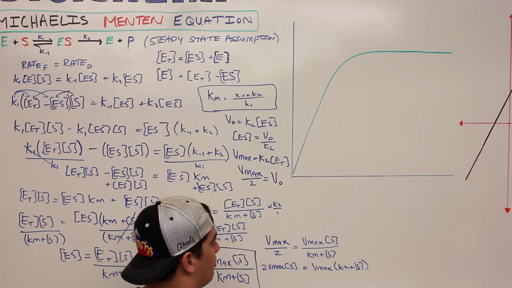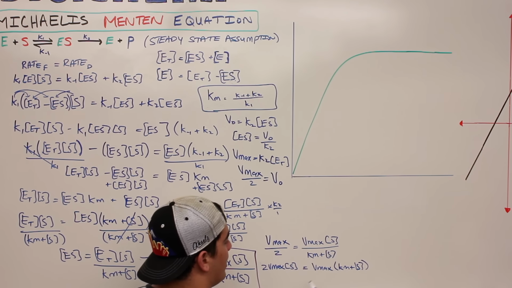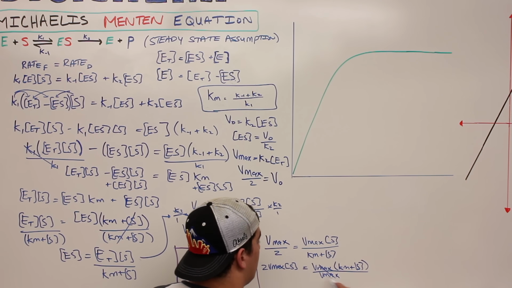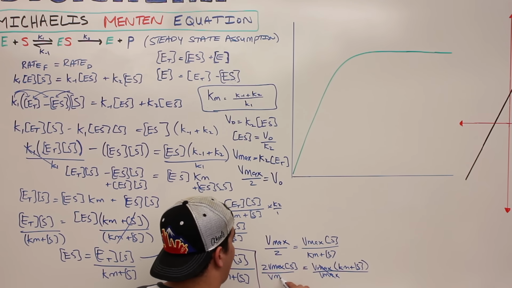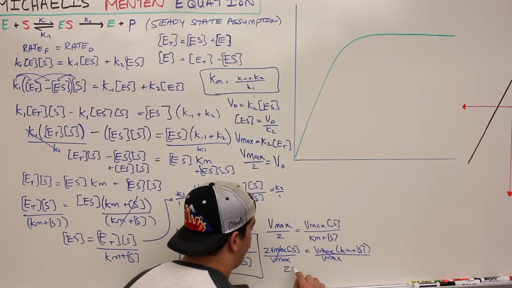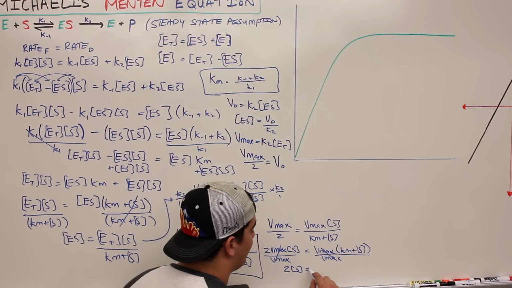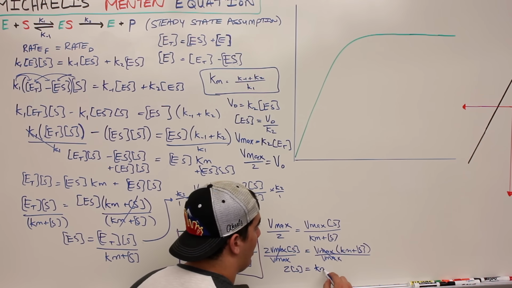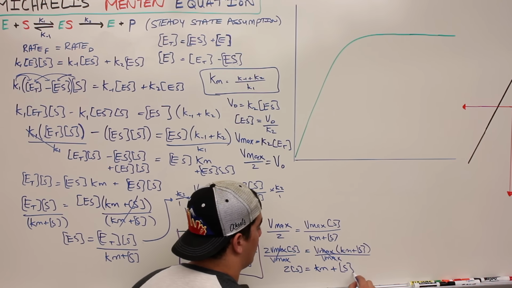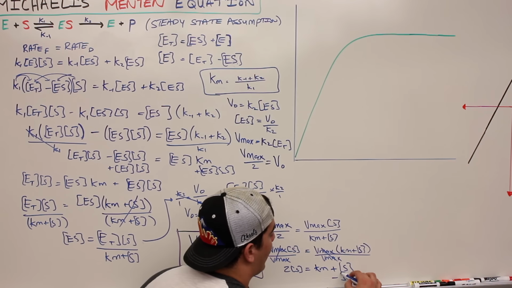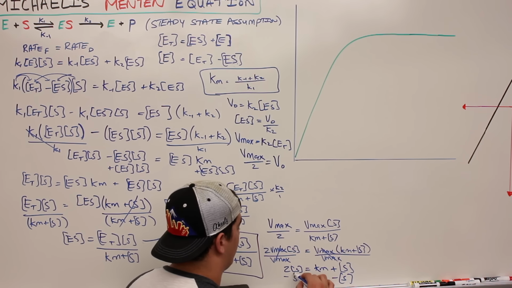Because all I did was just cross multiply. Then I'm going to divide over by Vmax. And when I divide over by Vmax, what do I get? If I have 2 substrate concentration here, because the Vmax cancels out, it's equal to Km plus substrate concentration. And I'm going to get Km by itself. How? I'm going to subtract over the substrate concentration.